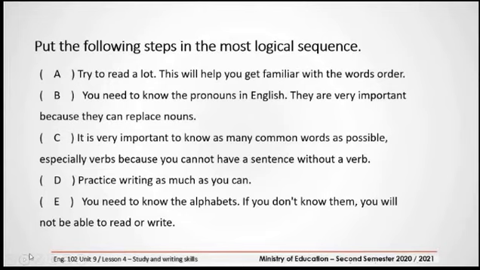All right. So I'll give you 5 minutes for this activity, or maybe more. Maybe you need more time. Maybe I'll give you 7 minutes. So read these steps and put them in the most logical sequence. We might disagree with some of them, but there should be some kind of logic behind your order. So put those steps in the most logical sequence. I'll give you 7 minutes for this activity.